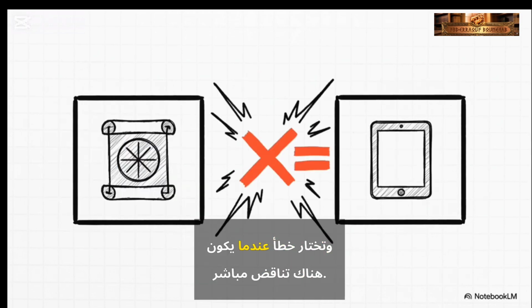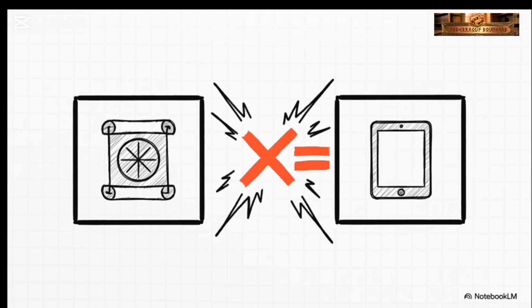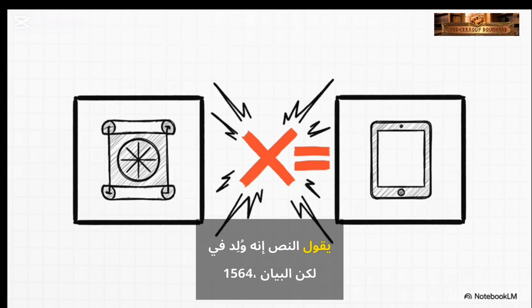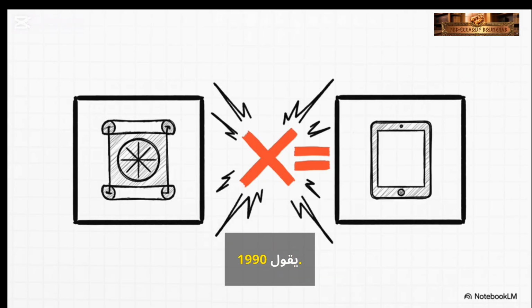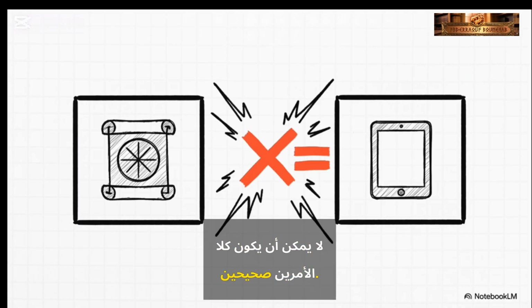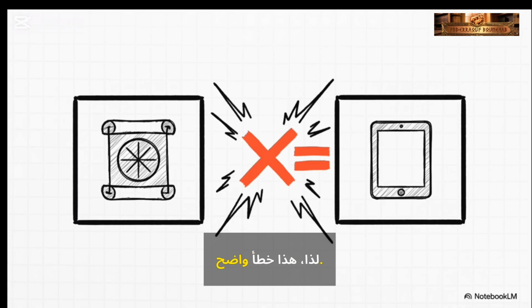And you choose false when there's a direct contradiction. This is usually the easiest one to spot. The text says he was born in 1564, but the statement says 1990. Those 2 things can't both be true, right? So that's a clear, obvious false.